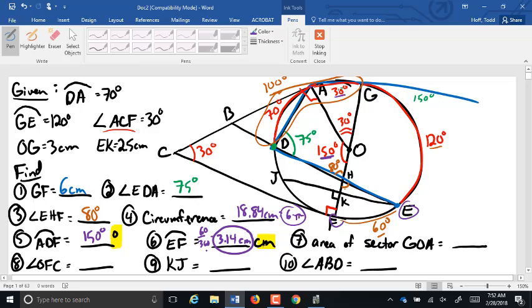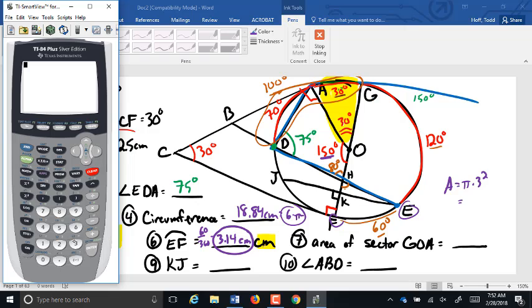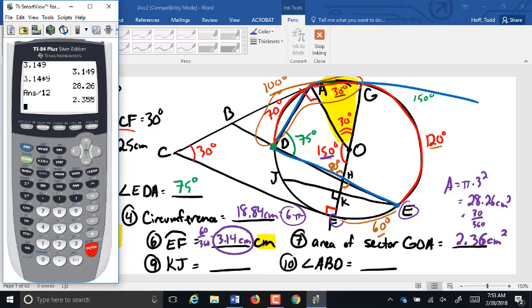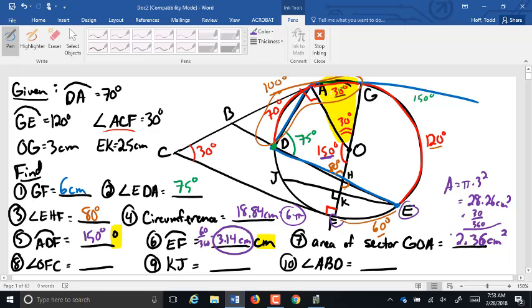Area of sector GOA. That would be this sector right here. It is a 30-degree sector. To find its area, we need the area of the whole circle, which is going to be pi times 3 squared. 3.14 times 3 squared. 28.26, yep, centimeters squared. And then times 30 over 360 is going to give us what? 2.35, about 2.36 centimeters squared. Yeah, so 2.36 around it, centimeters squared.